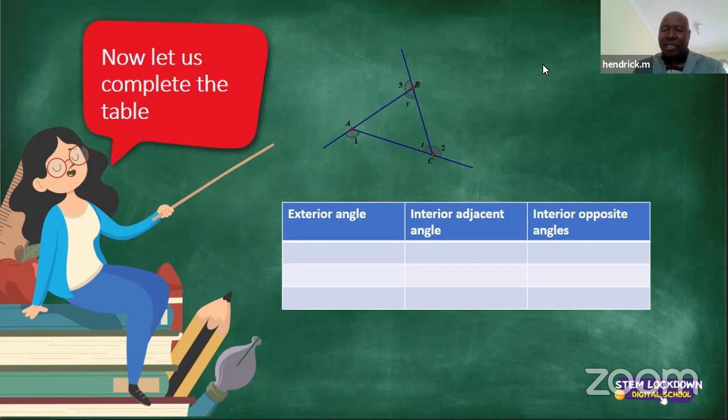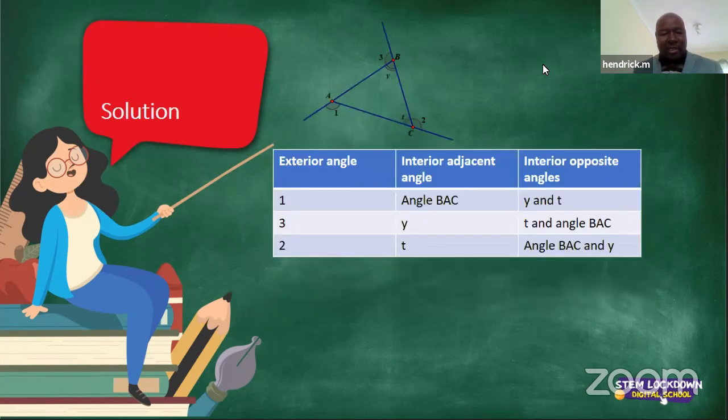Let's carry on. You can see in the next slide that your answers are reflected on the board. We said that the first angle, I just said 1, because there's only one there. So it's basically A1, and the interior adjacent, as you said, is BAC. Angle BAC is adjacent to angle 1. And what are the interior opposite angles? Those will be Y and T. I hope that everyone can see that.